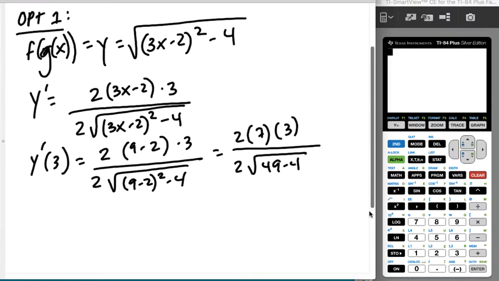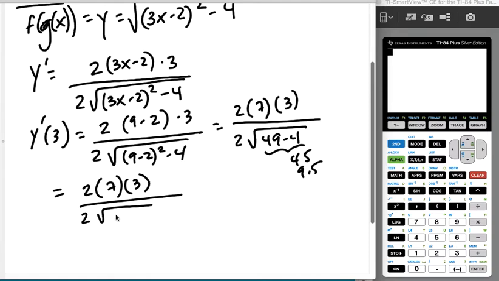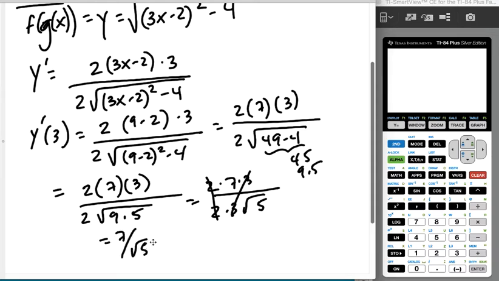So if we clean this up a little bit more, this is a 2. I'm going to leave it as a 2 times a 7 times a 3, and I'll show you why in a sec. On the bottom, I have a 2, and then this is definitely a 45, which is a 9 times 5. So that's relevant because I can make this a 3 times a root 5. So I get a 2 times a 7 times a 3 on the top, and at the bottom, I have a 2 times a 3 times a root 5. These guys cancel, and I get a 7 over root 5, which is answer A.